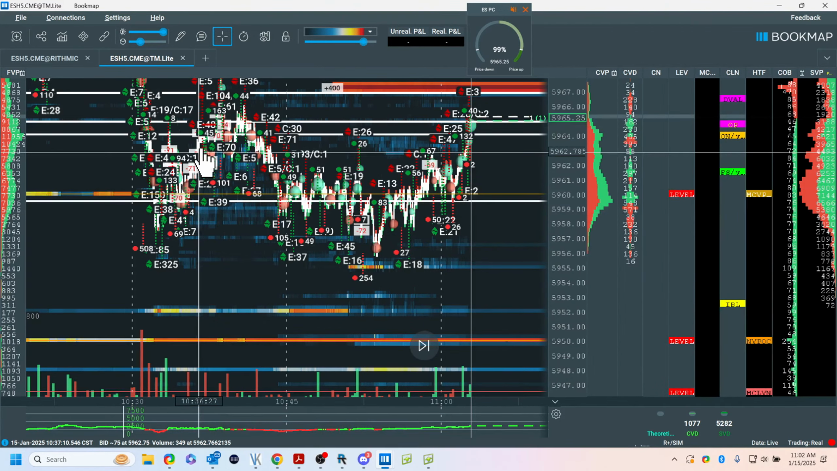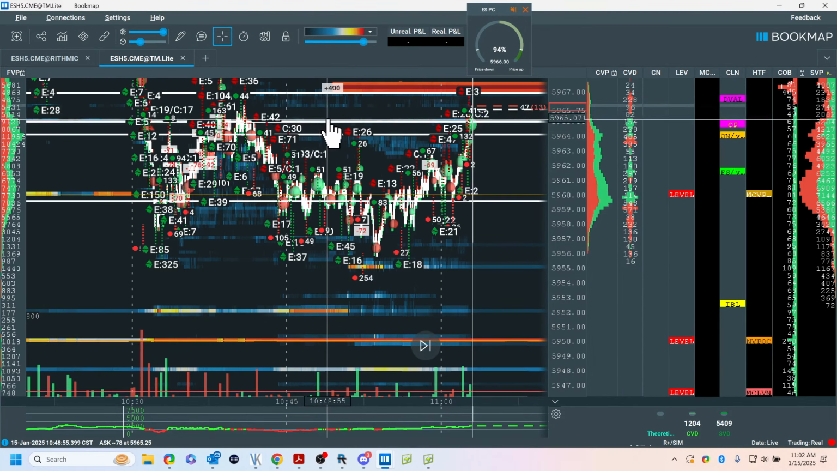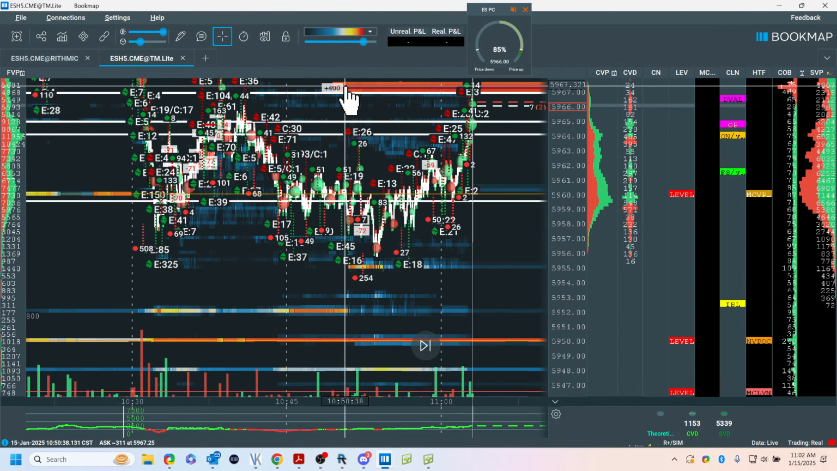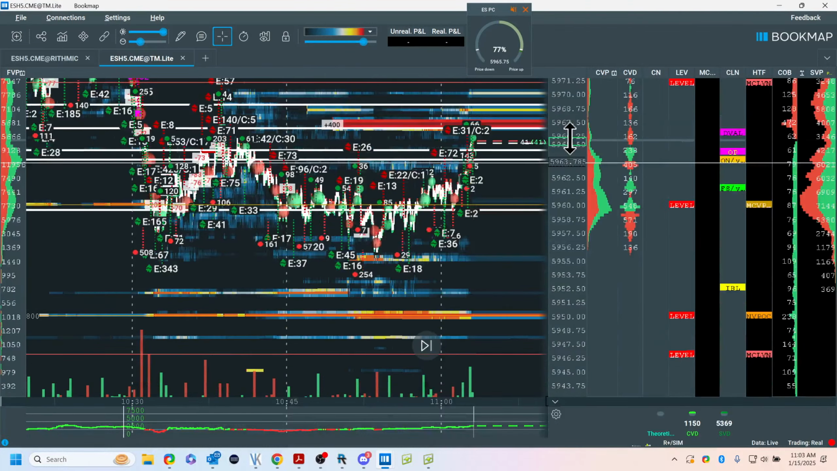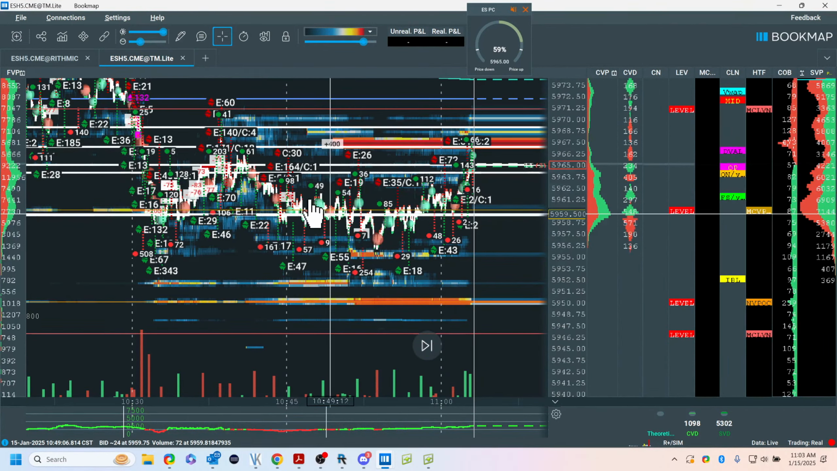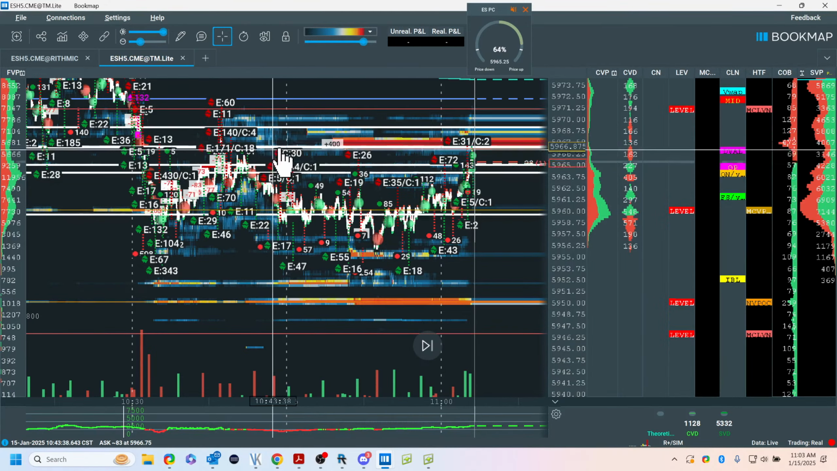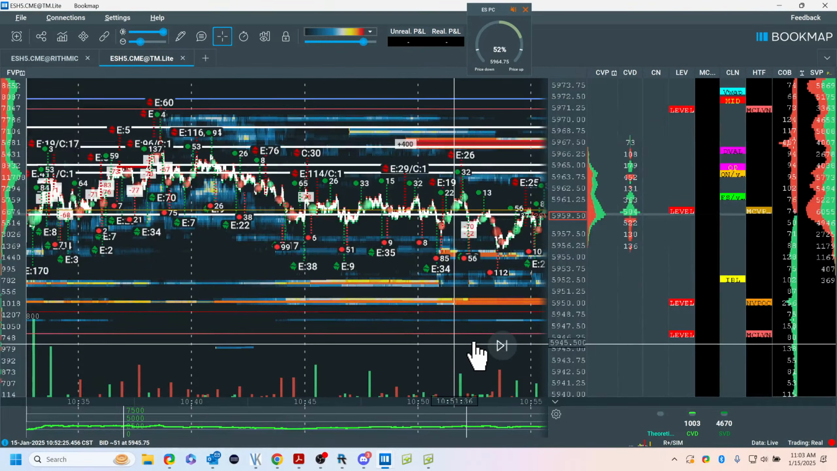So it looks like this short over here is going to fail. The outside edge is up here. Let's see what it does. Remember where the short was? The short was here. Scale is there. The stop is up above this area here. So let's watch. Not a trade recommendation.